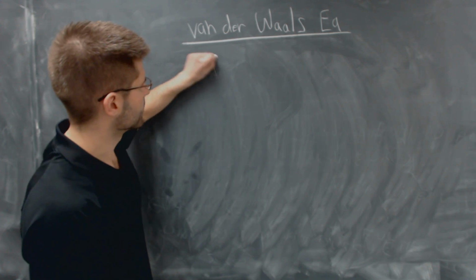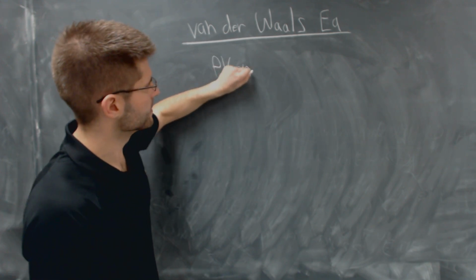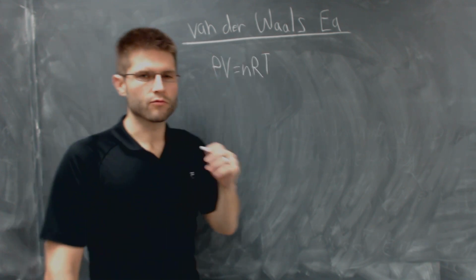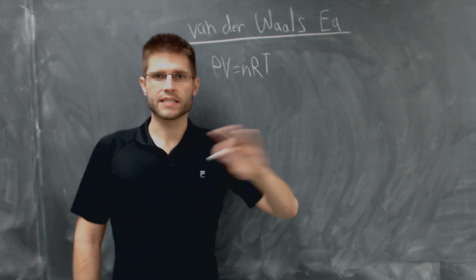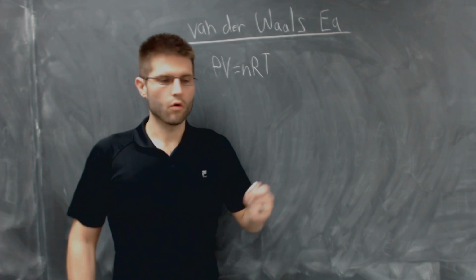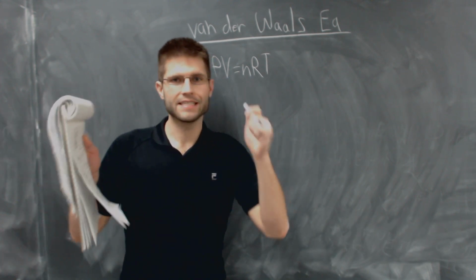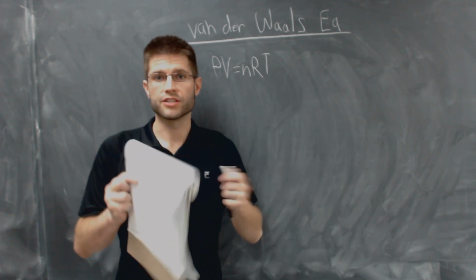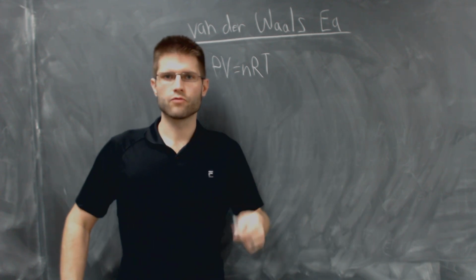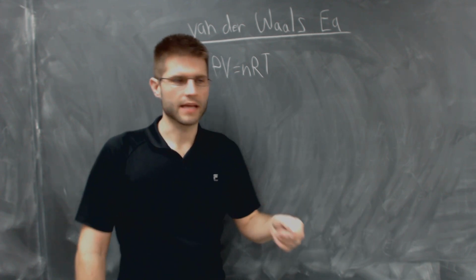So let's write up the ideal gas law, PV equals nRT, and let's see what really happens. In the ideal gas, there's no interaction between the molecules. So a particle of helium doesn't see another particle of helium. They're moving around each other. There's no interactions. That doesn't really happen in real gases.